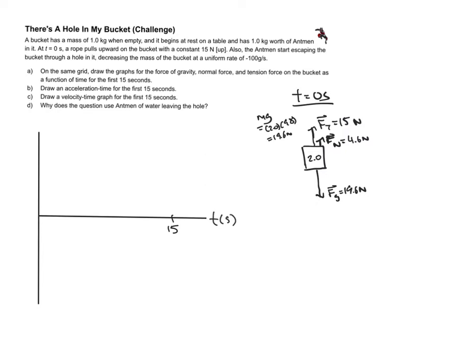Okay, so I'm going to start by labeling the vertical axis as force in newtons. I'll use up as my positive direction here. I'm going to start with the tension force because that's going to be the easiest one. It says the tension stays constant at 15. So I'm going to make a mark at 15. And just have a horizontal line, and this is going to be my tension.